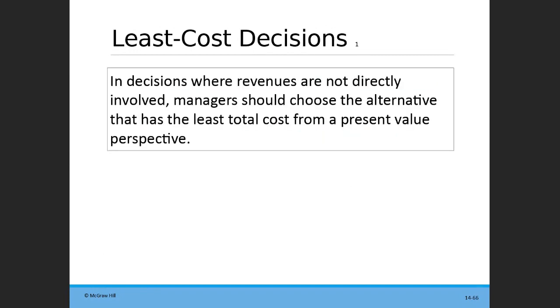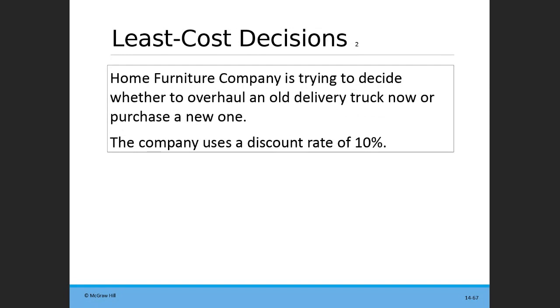Now, sometimes you don't have a cash flow in. You're just deciding what's going to have the least cost. And of course, if it's cost you're spending over years, you want to look at that from a present value perspective. So here's another one of these choices: overhaul or buy new. A very, very frequent choice. And our discount rate is 10%.